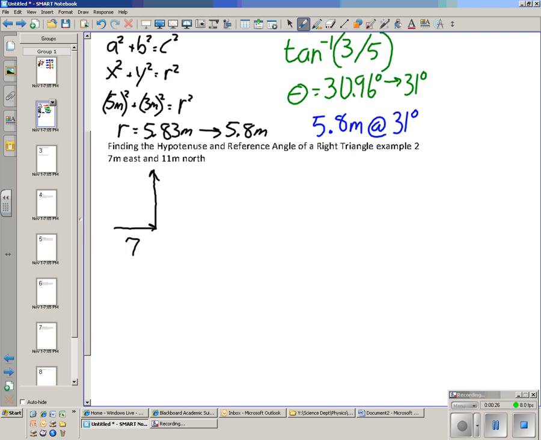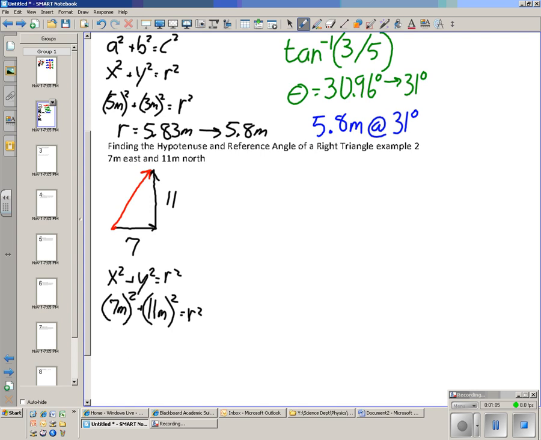Okay, so 7 and that would be 11. And my resultant is going to be from the tail of the first to the tip of the last. And once again, it's a lovely right triangle, so I'm going to use the same Pythagorean theorem as before. So x squared plus y squared equals r squared. Plugging in, I'm going to have 7 meters quantity squared plus 11 meters squared equals r squared.